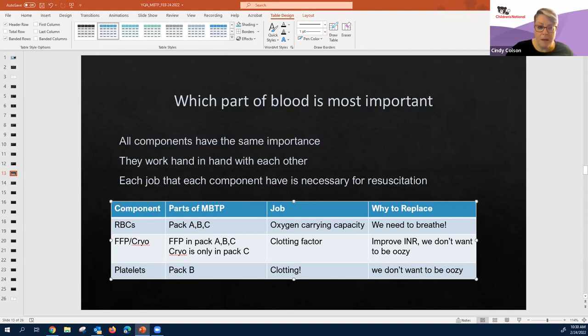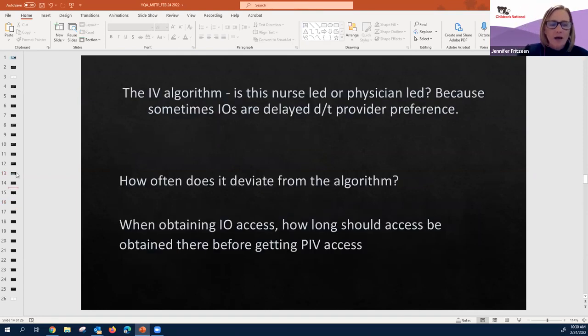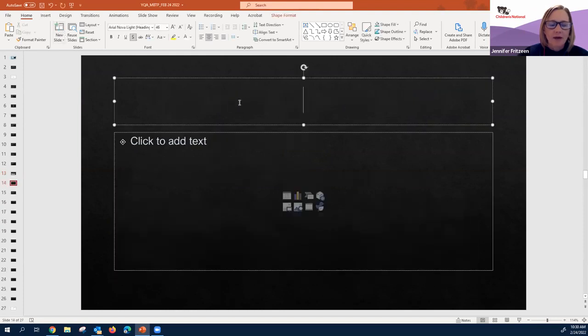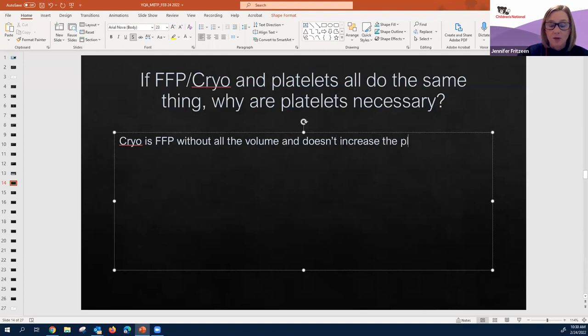We have a question. Okay. The question is, if FFP, cryo, and platelets all do the same thing, why use both? They're both important in clotting. FFP and cryo is basically FFP without all the volume. So it's fibrinogen and improves your INR, but it doesn't increase your platelet count. And the platelets are not going to affect your INR. It's only going to affect your platelet count. Now you need your factor and your INR in order to not ooze, just like you need platelets in order to not ooze. So where they both affect coagulopathy, they do it in a different way.